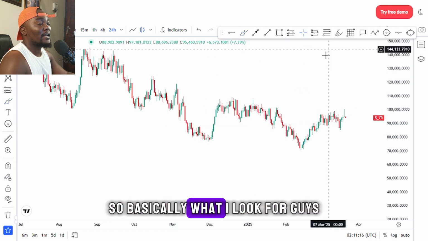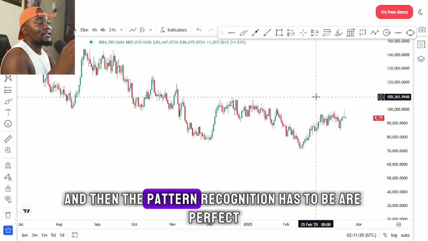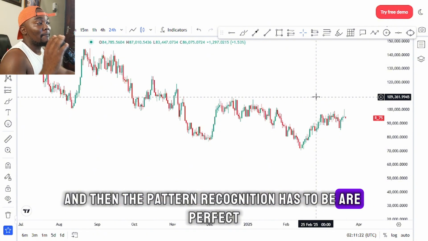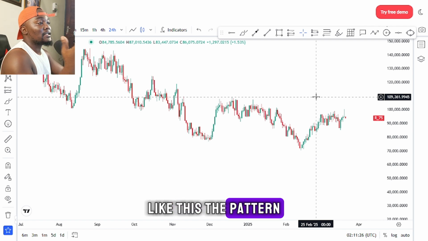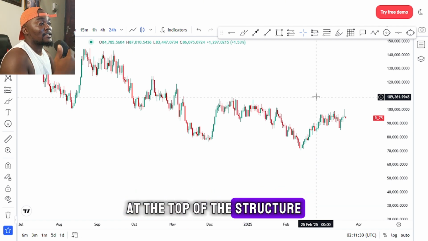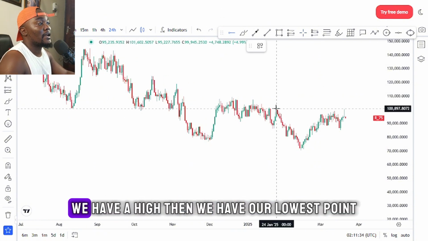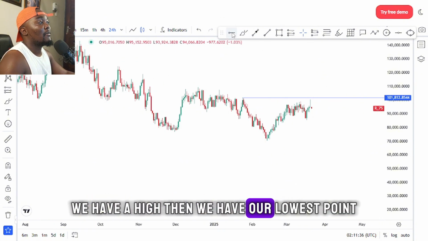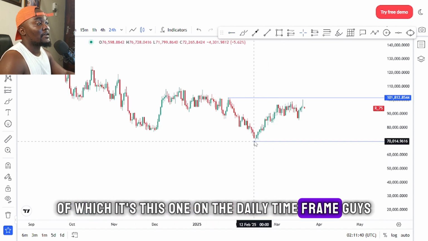So basically what I look for, guys, is an area of interest, and then the pattern recognition has to be perfect, just because whenever you're looking for selling opportunities like this, the pattern that you're looking for would be an ascending channel at the top of the structure, taking out the previous high. So as you can see from this point here, we have a high, then we have our lowest point, of which it's this one on the daily time frame, guys.